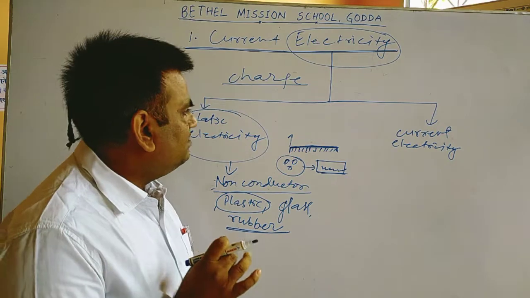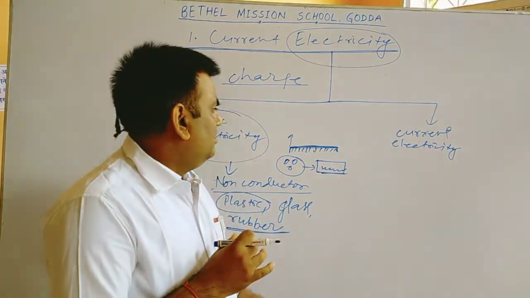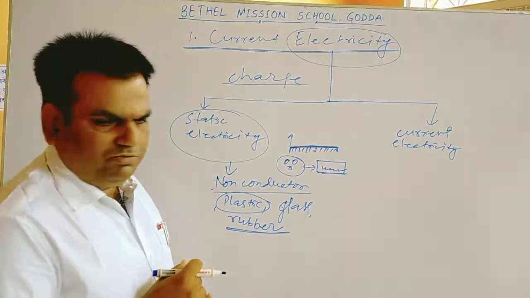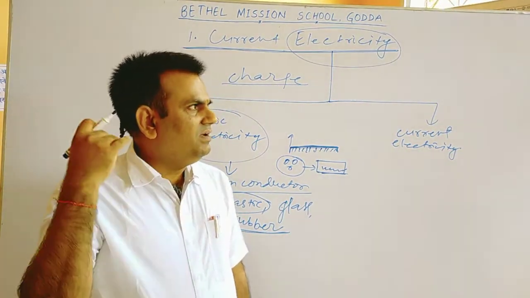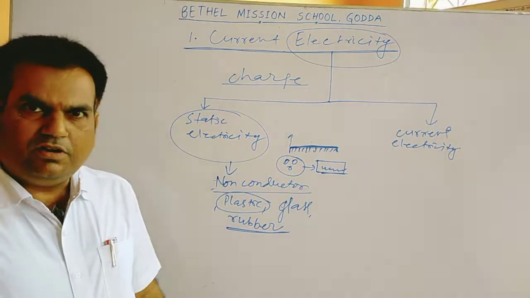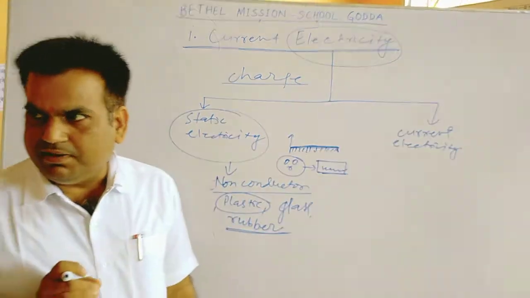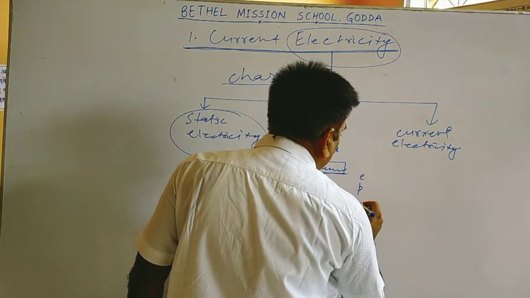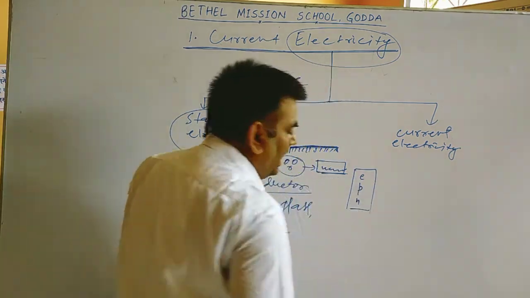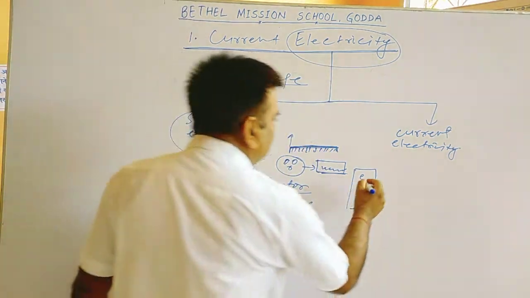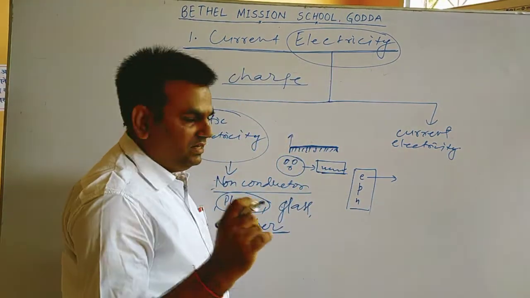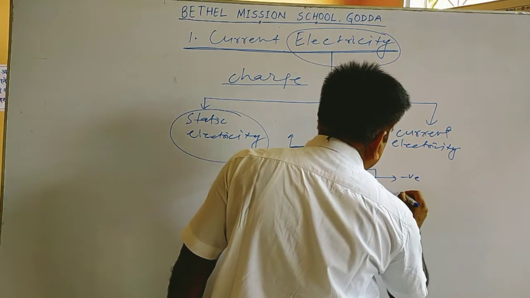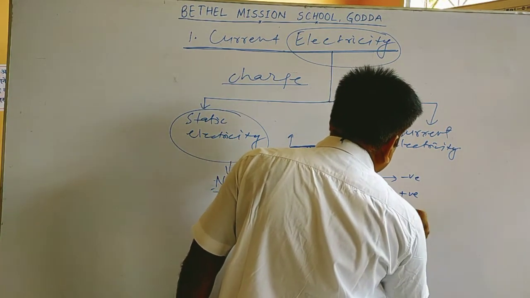Here we will see some facts related to chemistry, then you can understand better. We know that all matter, all the particles in the universe, are made up of three kinds of subatomic particles: electron, proton and neutron. As you know, the electron is the negatively charged particle, the proton is the positively charged particle, and the neutron has no charge.